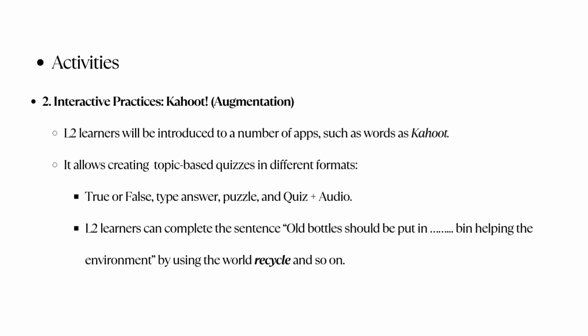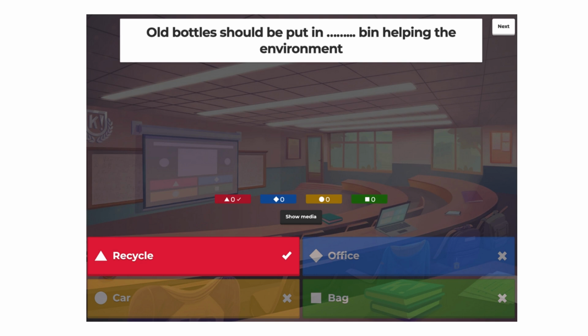This app allows the instructor to create their own quizzes based on the topic they choose, in different formats such as true and false, typing the answers, or a quiz with audio. Here, the second language learners can complete sentences. For instance, old bottles should be bought, thus helping the environment. So they have to choose the word recycle. This activity motivates learners to participate and engage actively, while they can receive immediate feedback.